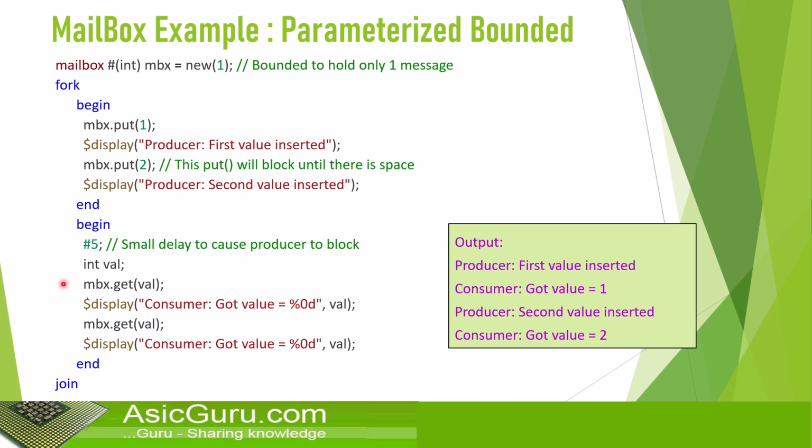And parallelly, in the second process, at the delay of 5 time units, this consumer will try to retrieve the value from the mailbox, and it will retrieve the value. And then the next statement for retrieving the value will block because the mailbox is empty now. But at the same time, the producer statement will be unblocked because the space is available in the mailbox and the producer can put the second value in the mailbox. So you can see the coordination between the producer and the consumer, and this is possible only because of the blocking behavior of get and put.